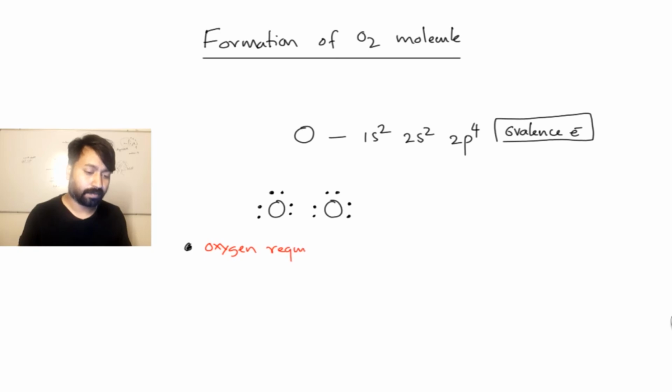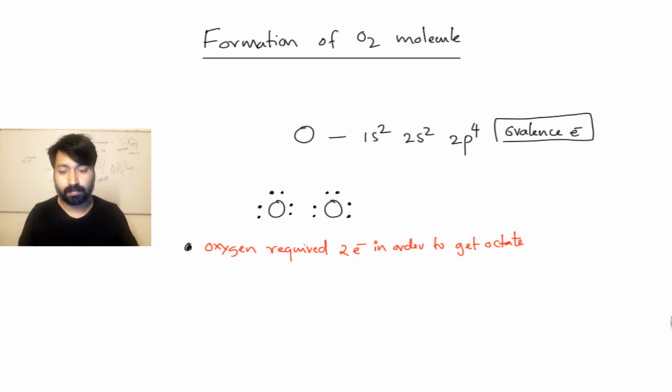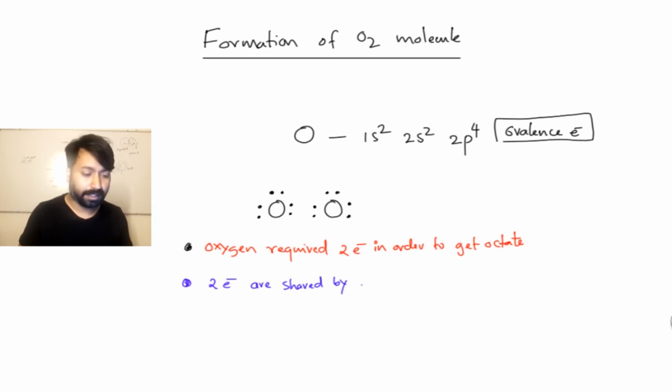So that point we have to write here first: oxygen requires 2 electrons in order to get an octet, and the same number of electrons are shared here. So therefore let me write the next point: therefore 2 electrons are shared by each oxygen atom.